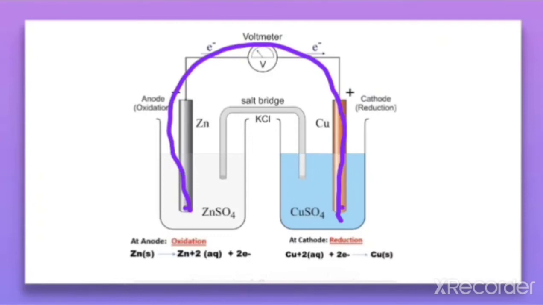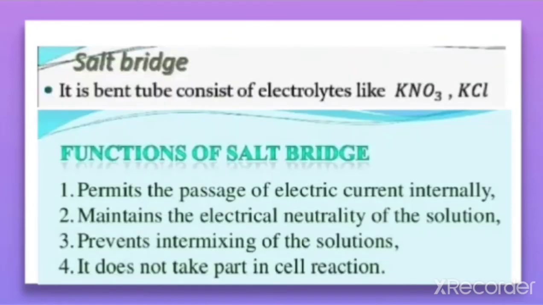So how can we make the circuit complete? Through this salt bridge. Here, the first function of a salt bridge is that it permits the passage of electric current internally. That means it completes the circuit internally. It maintains the electrical neutrality of the solution. So these two points are quite important functions of the salt bridge. That is, it completes the circuit internally and it maintains the electrical neutrality.